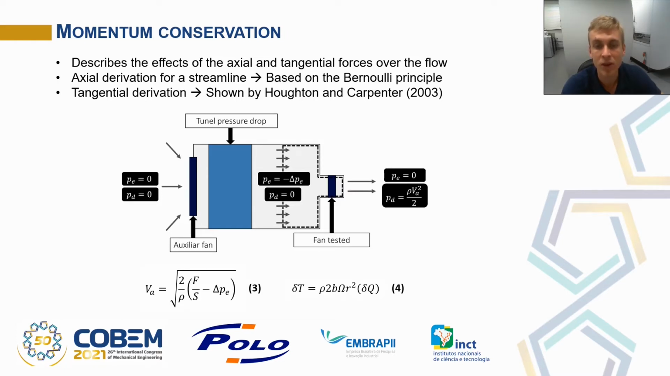The tangential derivation couples the tangential forces of the blade with the airflow through and accounts only for acceleration effects. It basically equates the tangential force with the variation of the tangential momentum of the flow. The complete derivation is shown by HALTER and Karpner. The equations are shown below the figure and are used to solve the model.